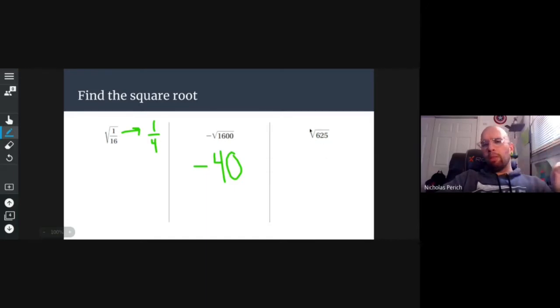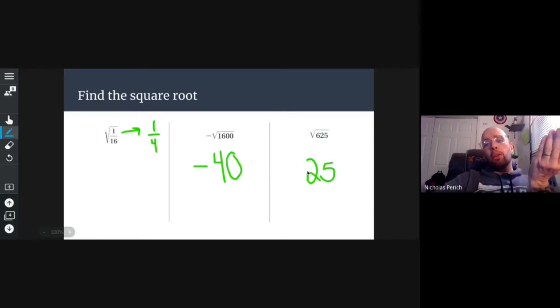Well, this is something that's not in Mr. Perich's wacky chart. What's the square root of 625? It's 25. The square root of 625 is 25. So if you have a fraction, take the square root of the numerator, take the square root of the denominator. If you have a symbol on the outside, bring it out.